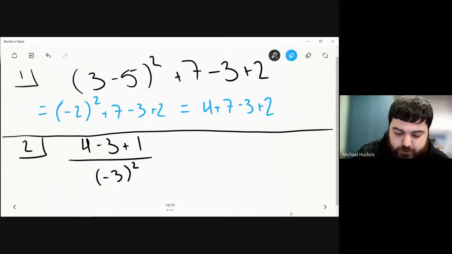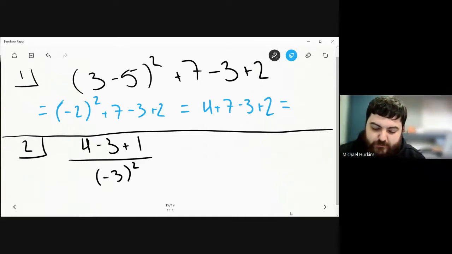Now we can see this is all adding and subtracting, so let's go left to right. 4 plus 7 is 11. 11 minus 3 is 8. 8 plus 2 is 10.